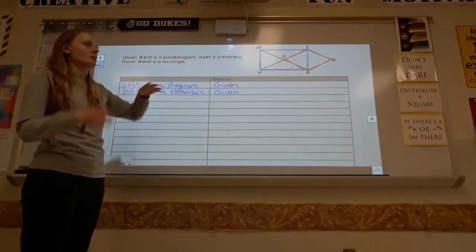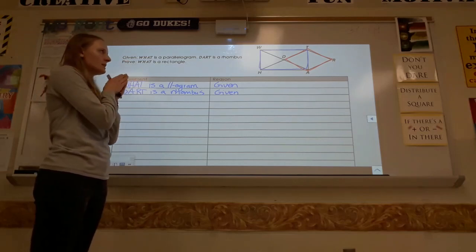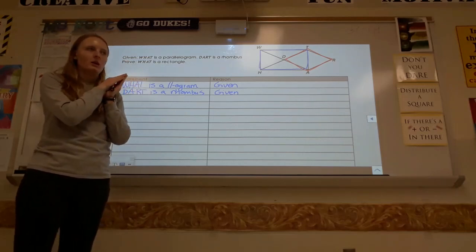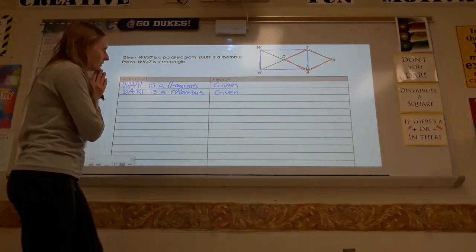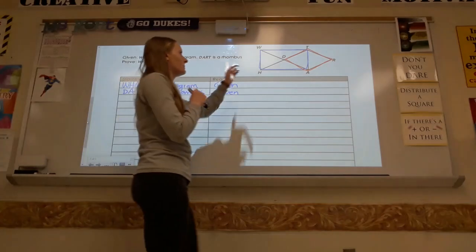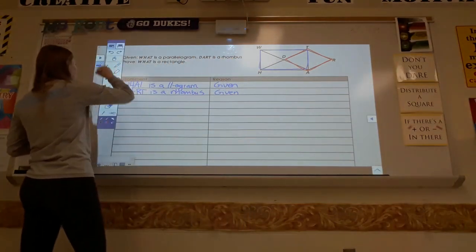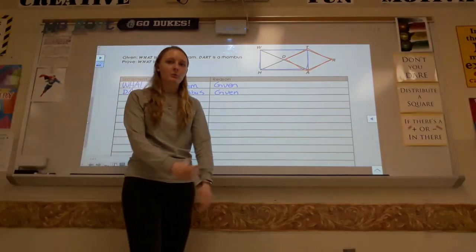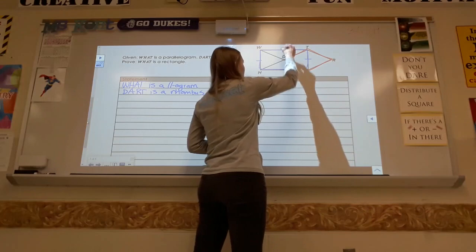So now all I have to do is focus on what I can show in this picture that's unique to a rectangle that's true about WHAT. Since it's a parallelogram, we know that opposite sides are equal. I'm going to go ahead and put that in. We're just brainstorming, so what I draw, we might erase. So I know that these two are equal, and I know these two are equal.